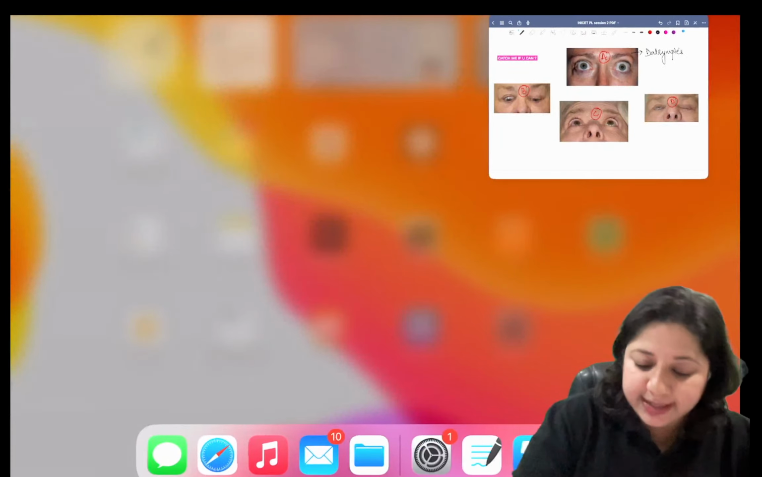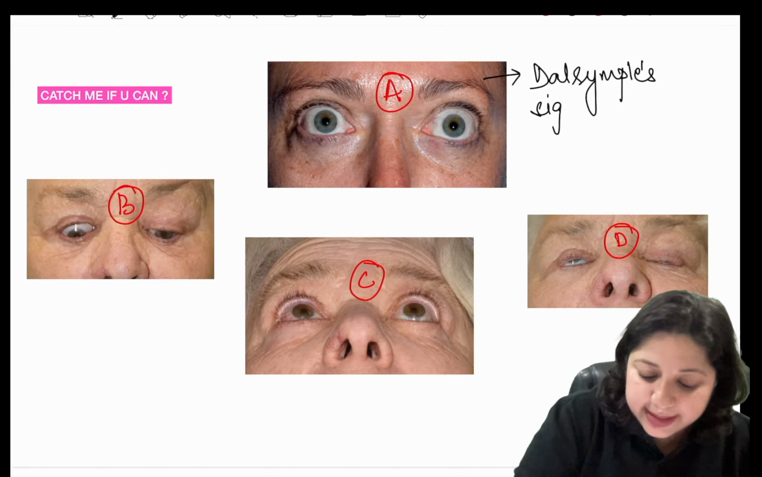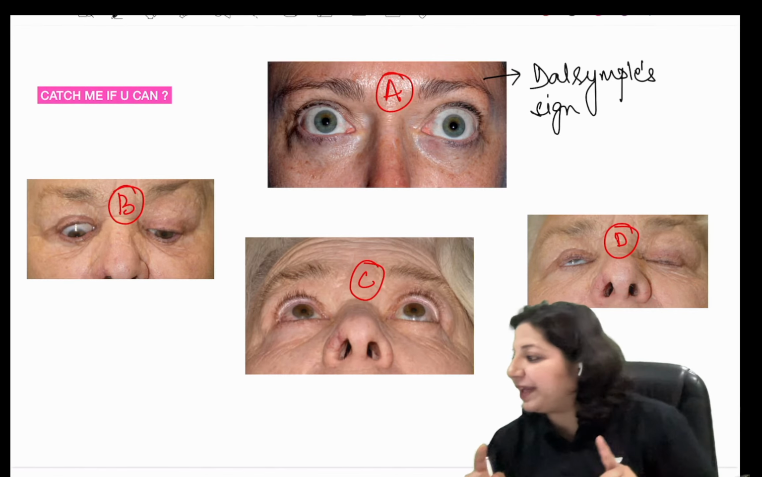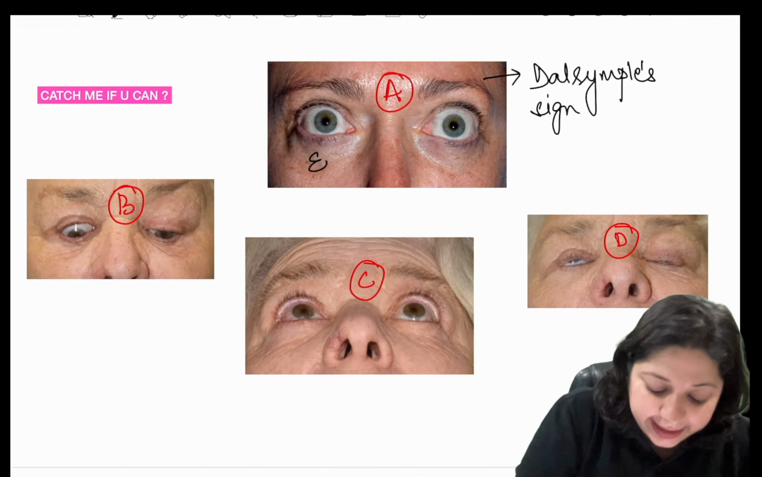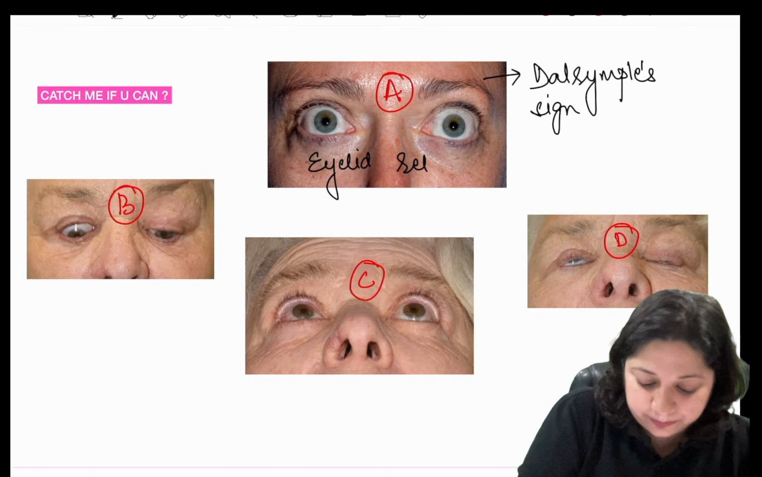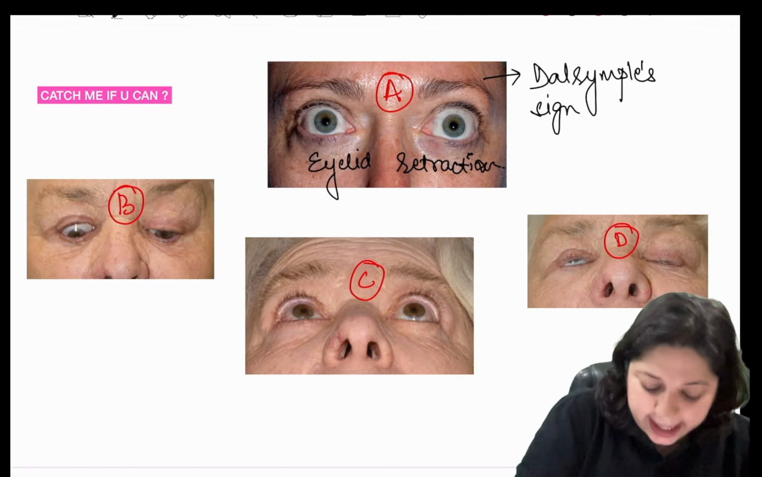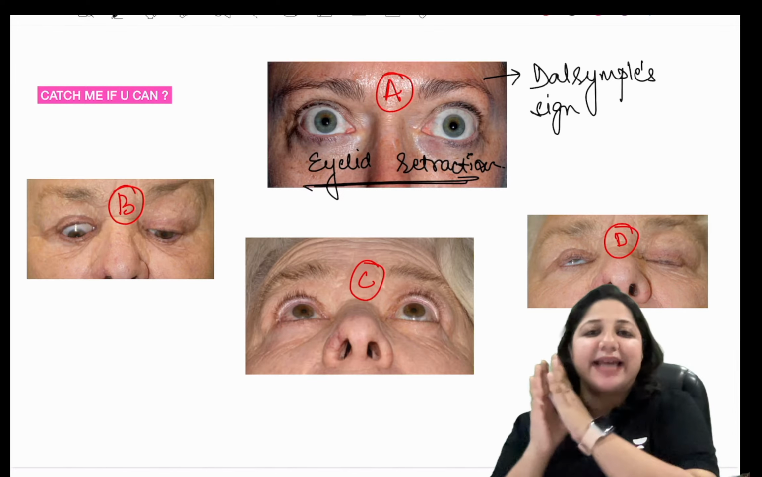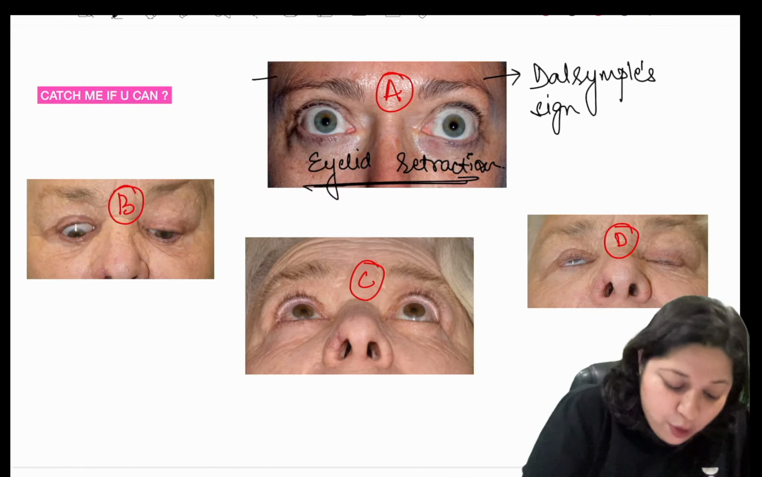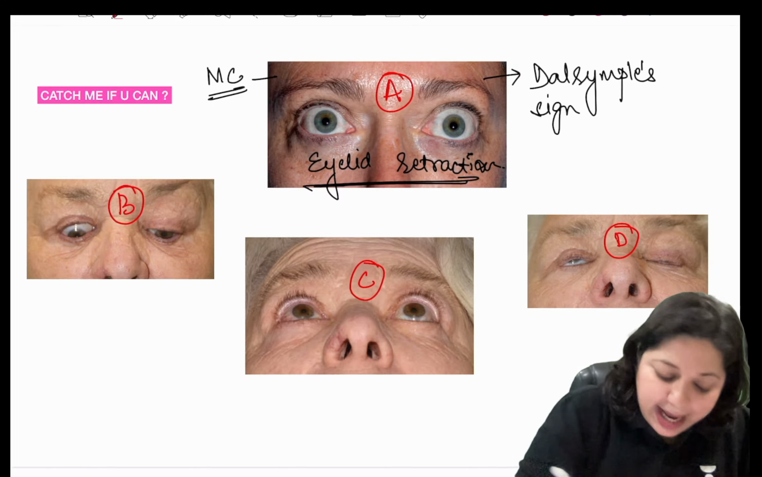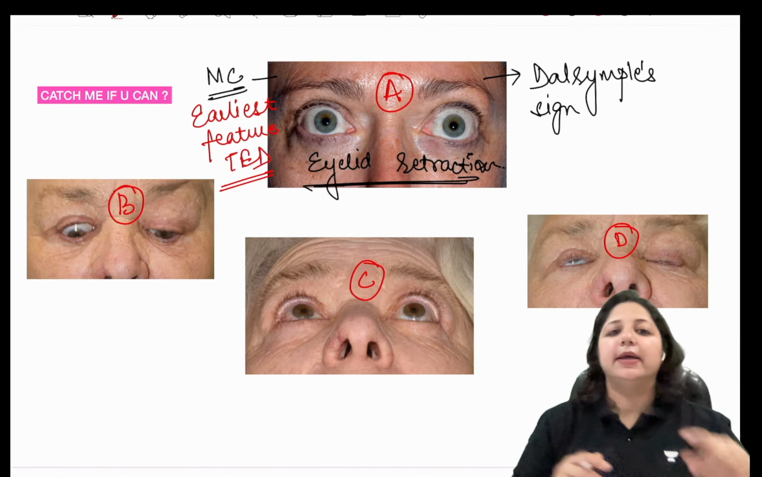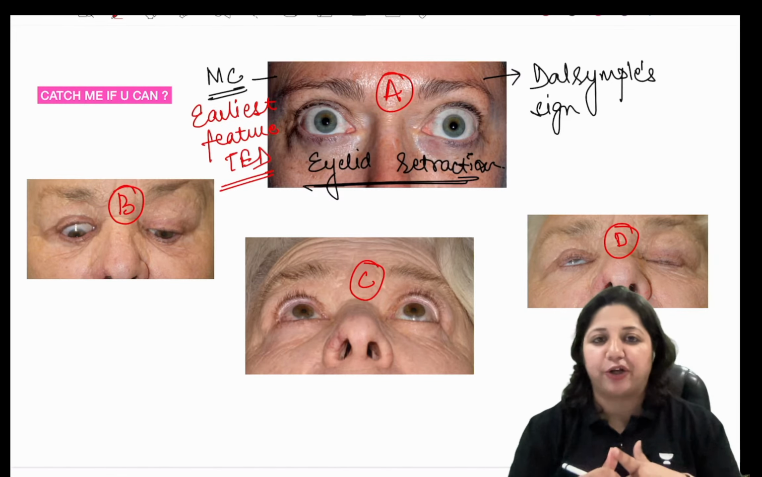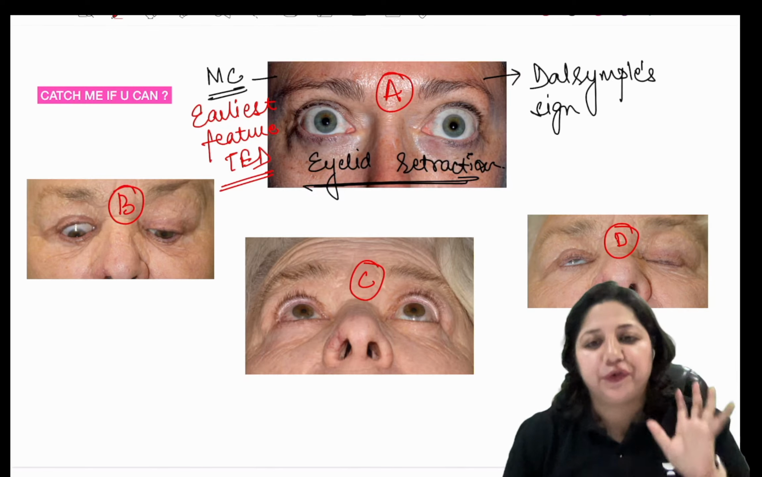Dalrymple's sign. What is Dalrymple's sign? By Dalrymple's sign, what we get to see here is bilateral. See, again you jump to the diagnosis. I want the name of the signs. Yes, there is eyelid retraction. So what we get is eyelid retraction. Hence, it is called Dalrymple's sign, and this is the most common and earliest feature of thyroid eye disease. The most common and the earliest feature of thyroid eye disease is Dalrymple's sign or eyelid retraction.